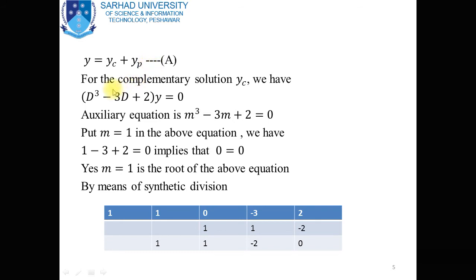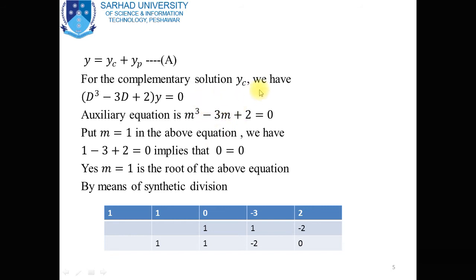For the complementary solution, take the homogeneous part of the given non-homogeneous equation. The homogeneous part is D cube minus 3D plus 2 into y is equal to 0. Now y is equal to 0 is the trivial solution, and for the non-trivial solution, take the auxiliary equation m cube minus 3m plus 2 is equal to 0. Now the complementary solution depends on the nature of the roots of this polynomial. So first of all, we have to find the roots of this polynomial.